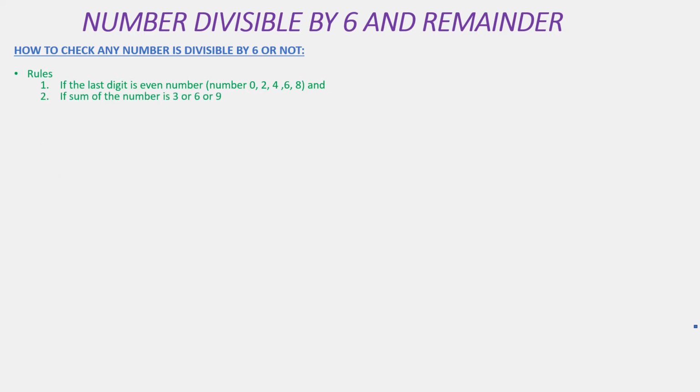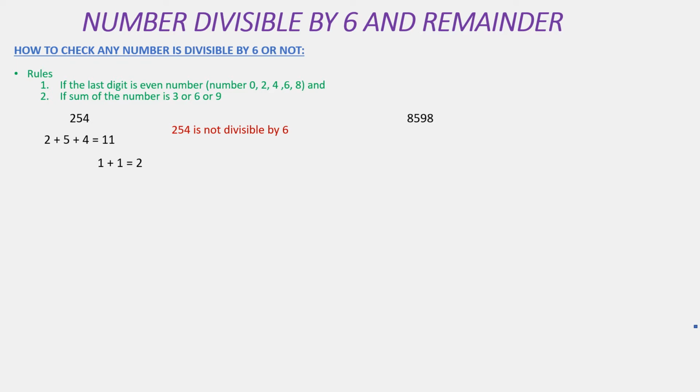We already saw the rule for divisibility by 3. If the sum of the number is 3 or 6 or 9, then it is divisible by 3. We will see one example, 254. Here the last number is 4, so it is divisible by 2. But the sum of 254 is 2, which is not divisible by 3. So it is not divisible by 6.